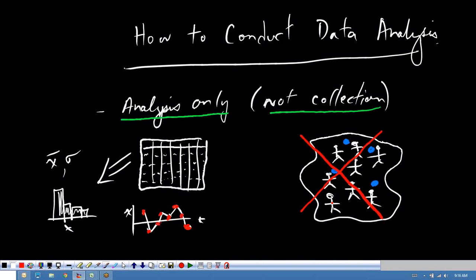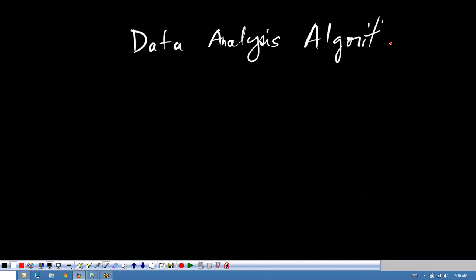So let's talk this through, and keep in mind that we're talking about analysis only, not the data collection. This presumes that you've somehow collected the data, you've got it, and it's time to take a look at it. So what I wanted to do is walk you through something that I'm going to call the data analysis algorithm. I'll tell it to you first, and then we'll go through how to do it. And in the next section, we'll go through lots of examples.